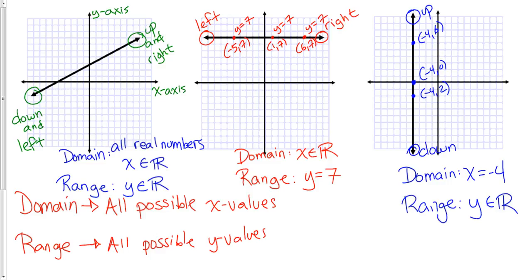So to recap, domain and range, what we're looking at is the arrows. What is the graph doing as it goes on forever? Is it going up and down? Is it going left and right? Okay? So based off of that tells you what's going to be all real numbers and what might not be.